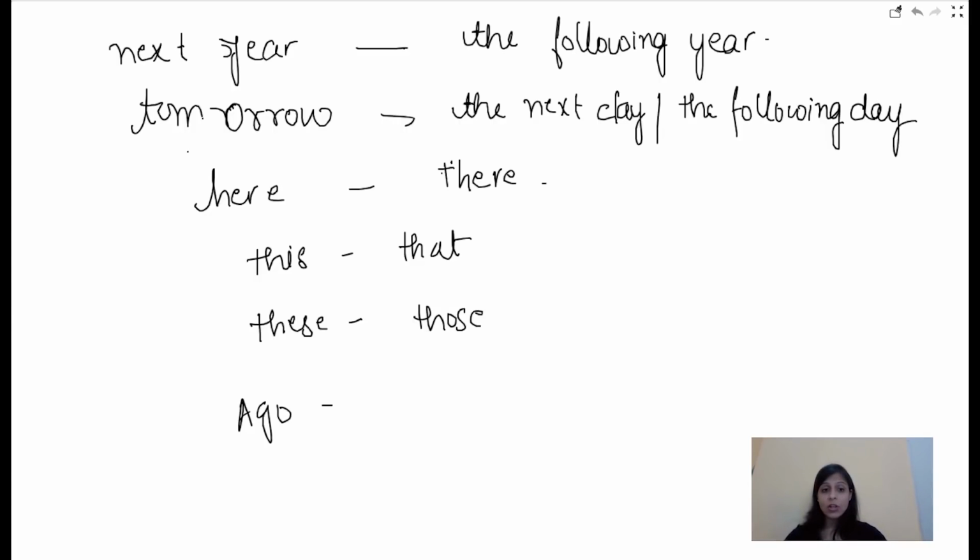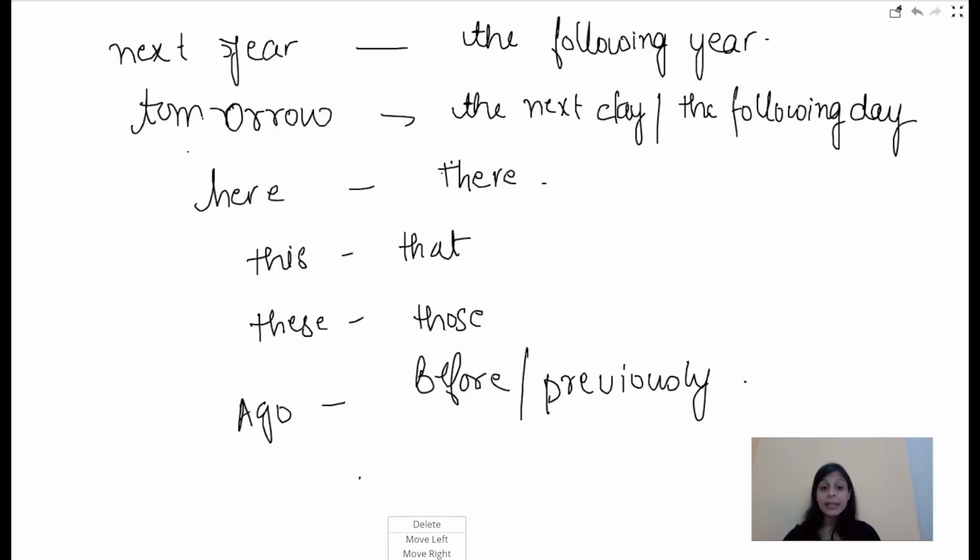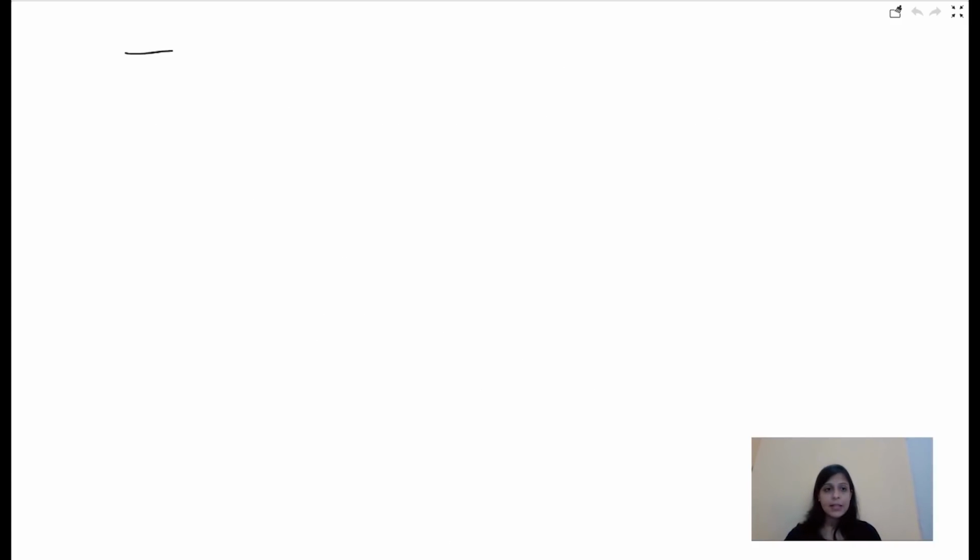Ago gets converted to before. And also, guys, there's a change in tense when you're working on this. Ago can also be before, and you can also use previously. So let's talk about what the change in the tense is that you can keep in mind. See, what is the tense that gets changed here?